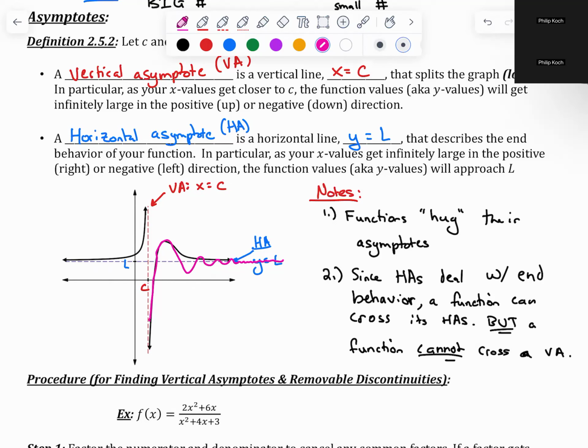But vertical asymptotes have to do with local behavior. And so you can't have these two functions connecting here because if you did, the only way you could connect them would be with a vertical line. And if there's a vertical line there, it's no longer a function, right? So in particular, functions don't exist at their vertical asymptotes. As a small note, we can say f of c does not exist.